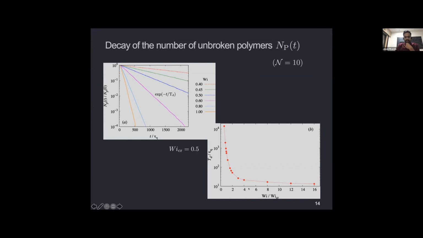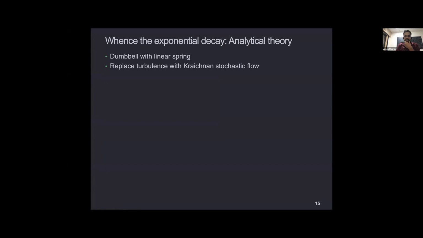You see that if I plot that timescale versus Weissenberg, there's a dramatic decrease as I cross the coil-stretch transition of 0.5. Right? So that's what one would have expected. And it's really a very clear exponential decay. So whence this exponential decay, we can get some insight by analytical theory.